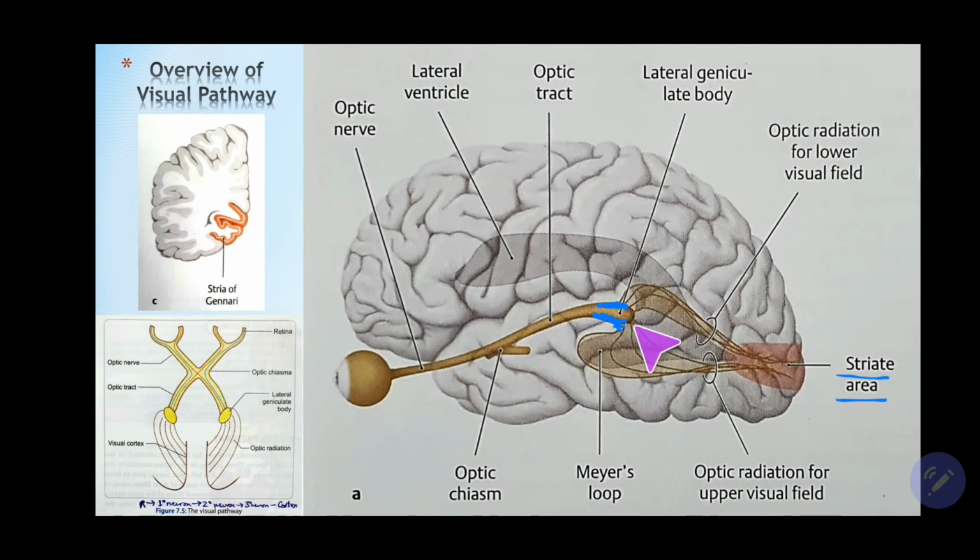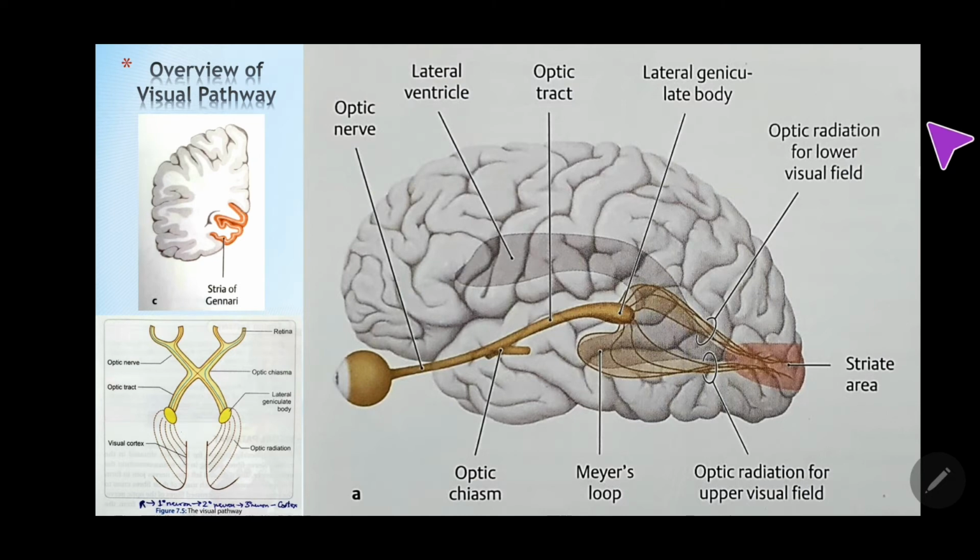The third order neurons from this lateral geniculate body pass downwards and forwards, and they wind around, curling around the atrium and the inferior horn of the lateral ventricle, and they cross below the posterior horn of the lateral ventricle. These are the fibers carrying visual impulses from the lower half of the retina, or you can say carrying sensations from the upper half of the visual field, right. And these fibers, when they loop around, have a name called Meyer's loop. This is called Meyer's loop. So that was the overview of the visual pathway.